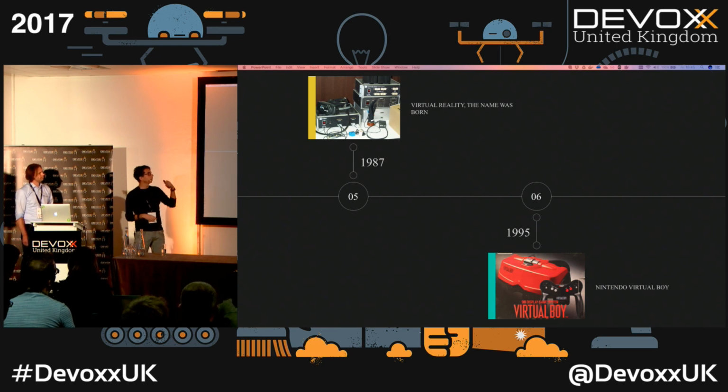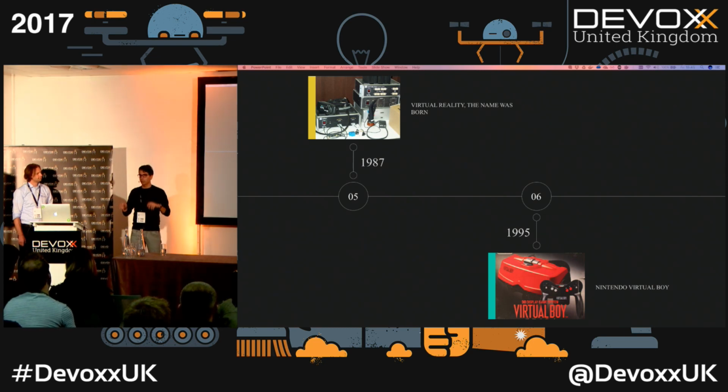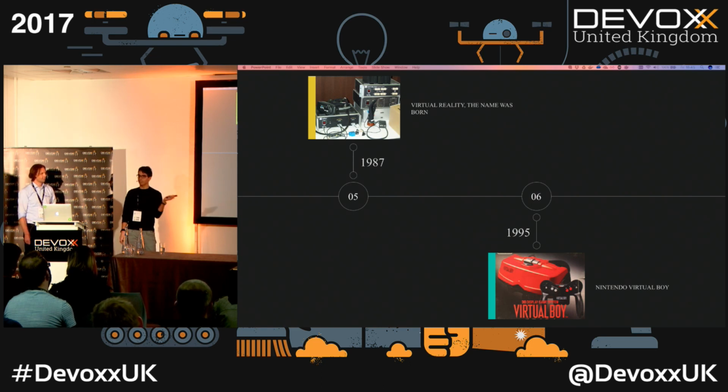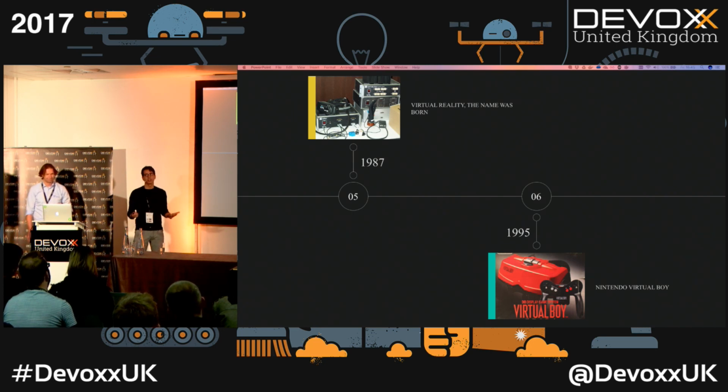There was a company that was pushing all kind of projects and consumer products based on virtual reality, like gloves to play games and all kind of stuff. In 1995, the Nintendo Virtual Boy was released. Anybody that had one of these at home? I would be surprised if anybody did, because it was probably one of the biggest commercial failures of Nintendo. But now it's worth a lot of money, because there's only like 60,000 built of them.